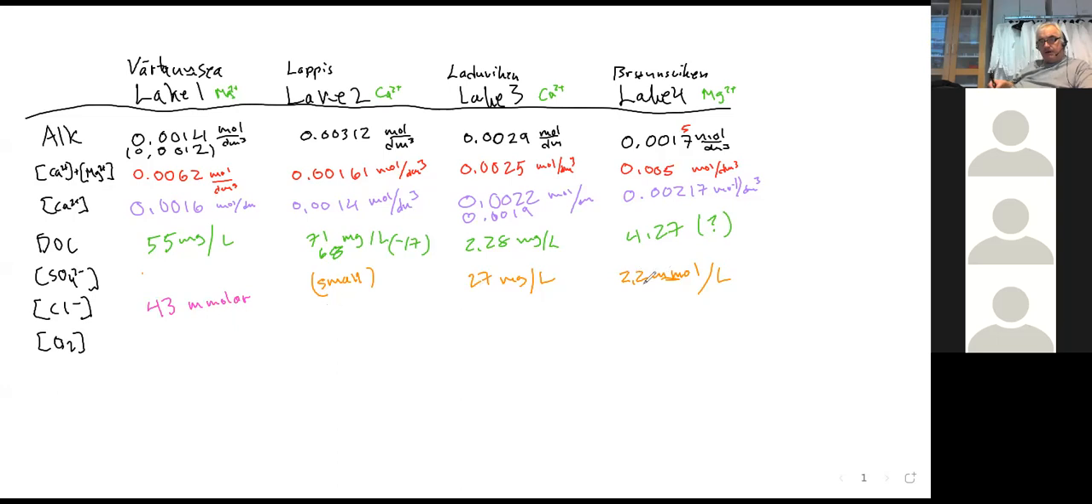And anyone in the other lakes? We got 5 millimolar for Lake 3. Okay. For Lake 2, we got 0.0025 molar. 0.025. So we continue then with millimolar. And then one with Lake 4.